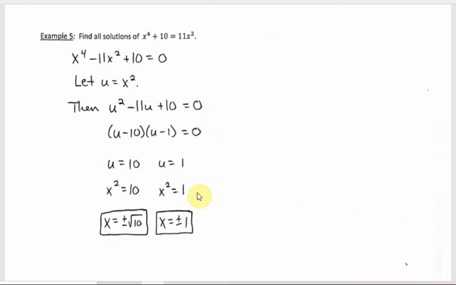Back substitute. So you'd say either x squared equals 10 or x squared equals 1. But then that means that either x is equal to plus or minus radical 10 or x is equal to plus or minus 1. And so the answer ultimately doesn't look too different from the answer in number 4.